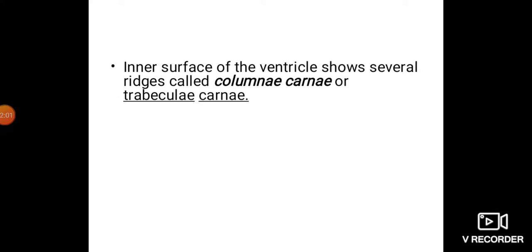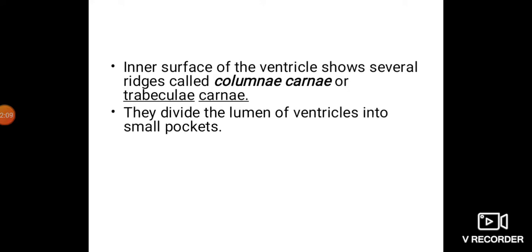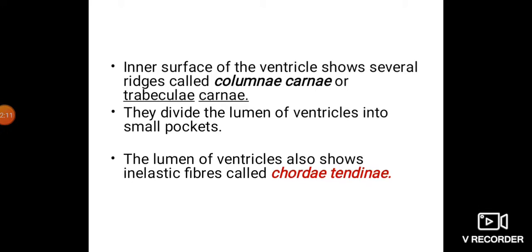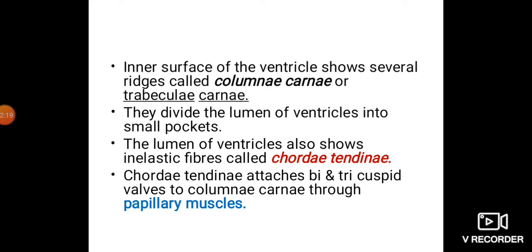The inner surface of the ventricle shows several ridges called columnae carneae or trabeculae carneae. They divide the lumen of the ventricles into small pockets. The lumen of the ventricle also shows inelastic fibers called chordae tendineae. Chordae tendineae attach the bicuspid and tricuspid valves to the columnae carneae through papillary muscles.